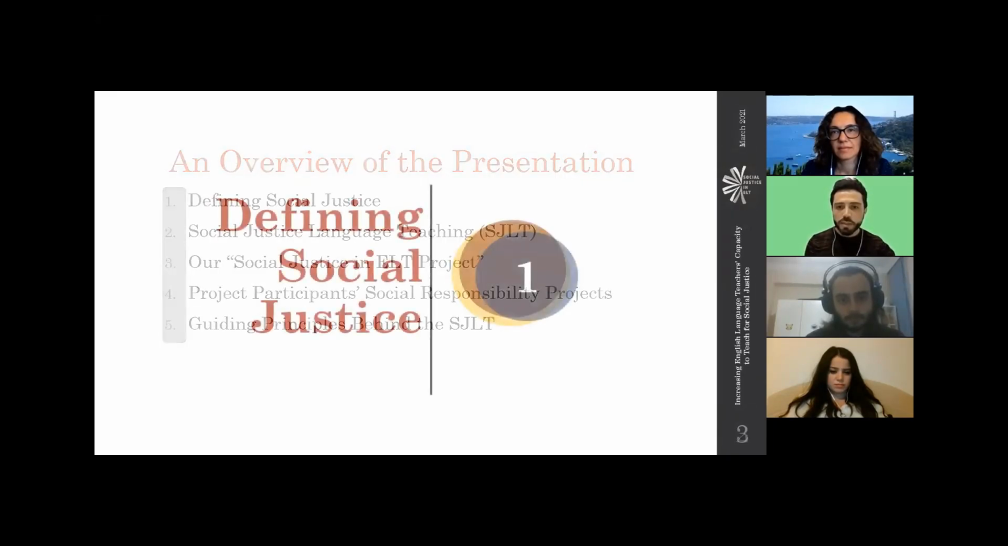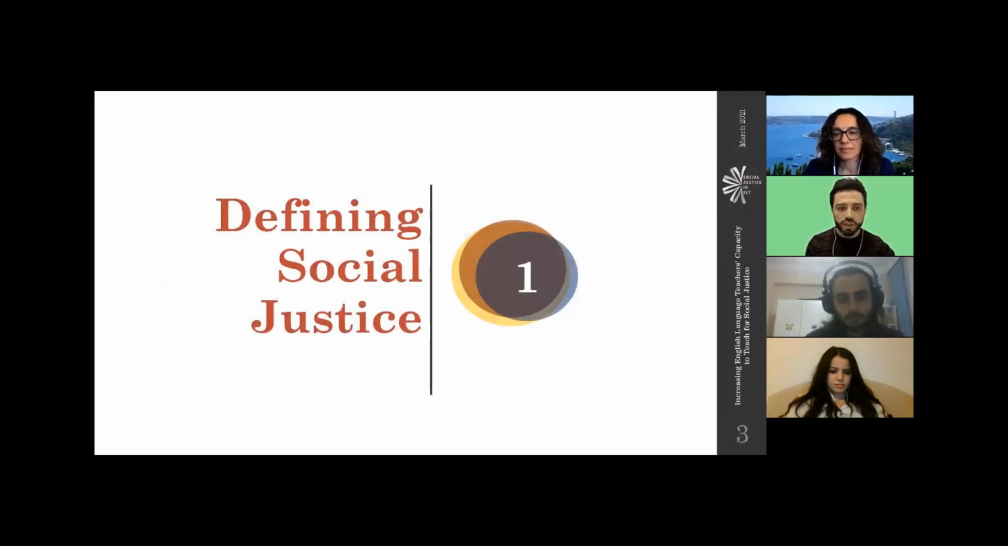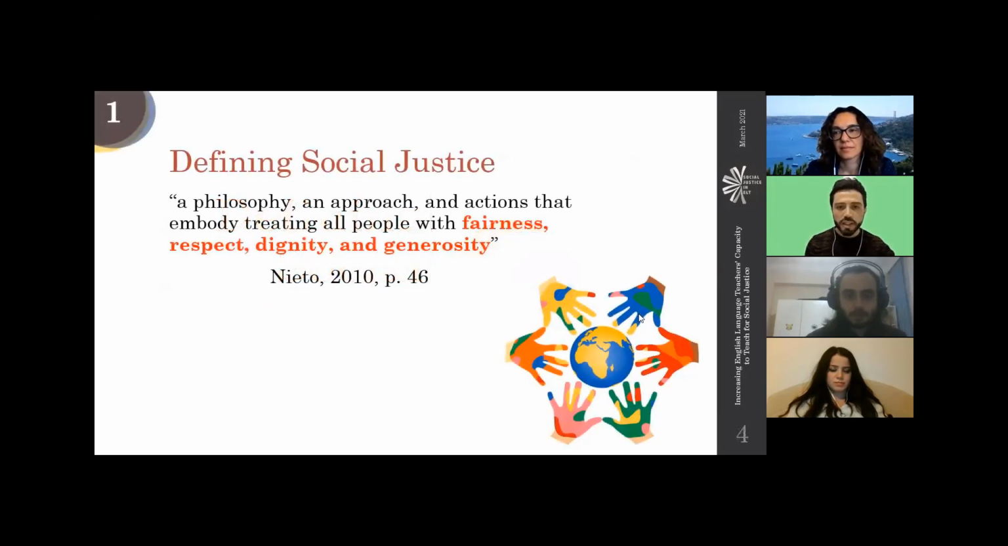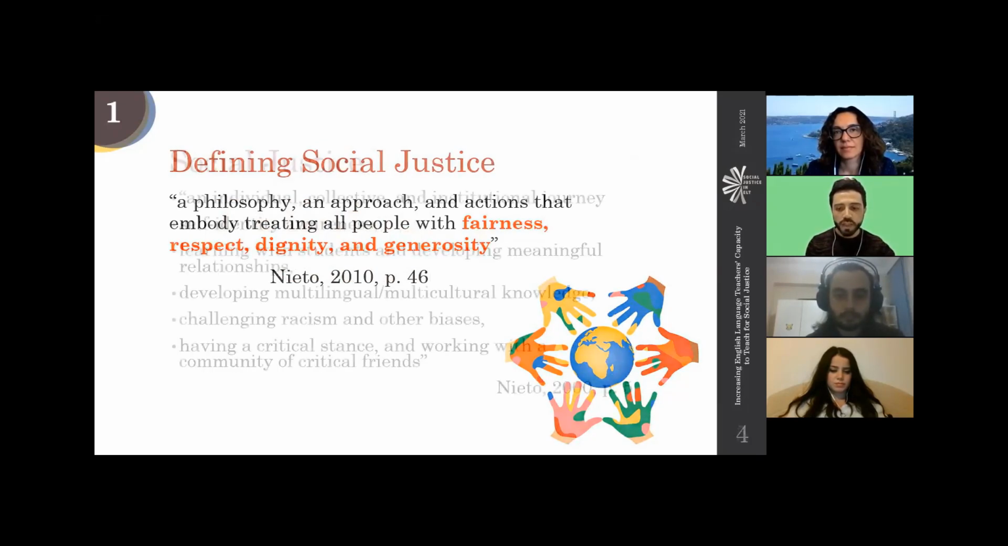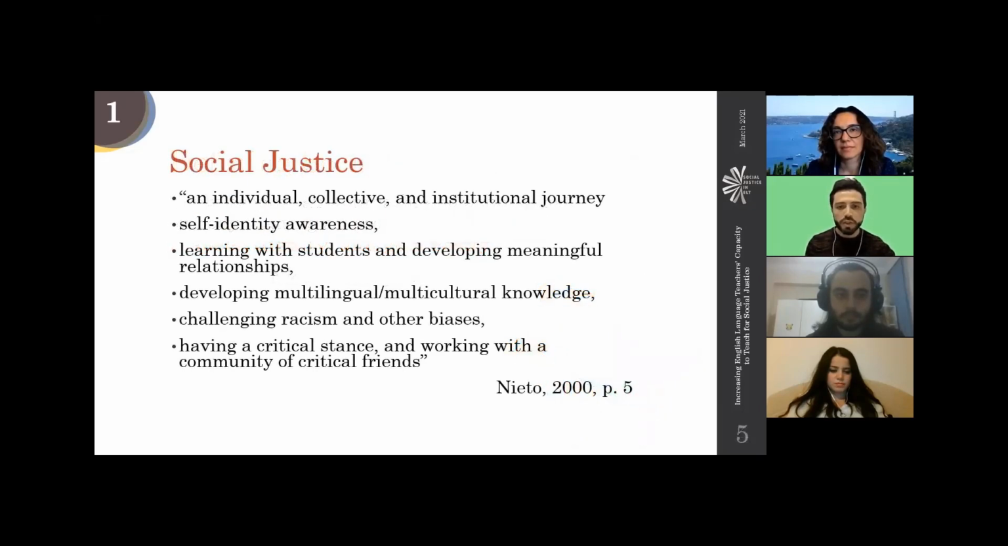Okay, so let us begin with the concept of social justice. So what is social justice? Social justice is a philosophy, an approach, and actions that embody treating all people with fairness, respect, dignity, and generosity. Social justice can also be defined as an individual, collective, and institutional journey. It is about self-identity awareness. So we have our own identity and we also have other people. So our awareness of our own identity is very important.